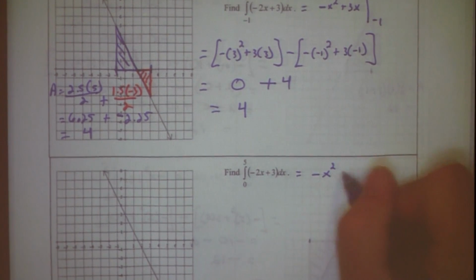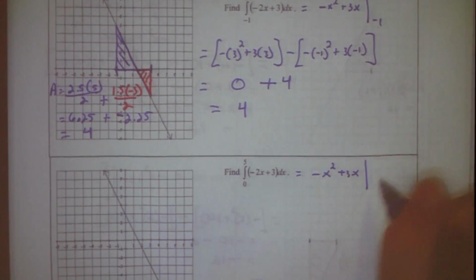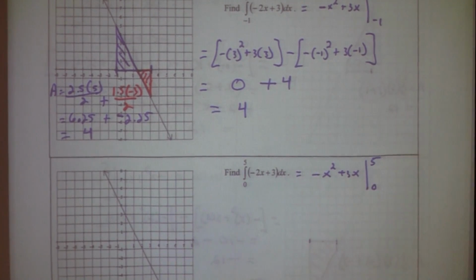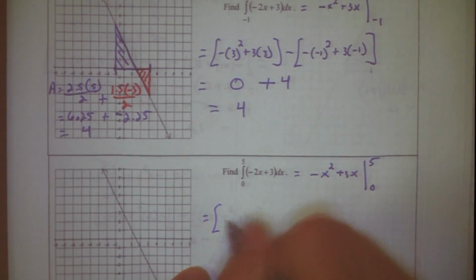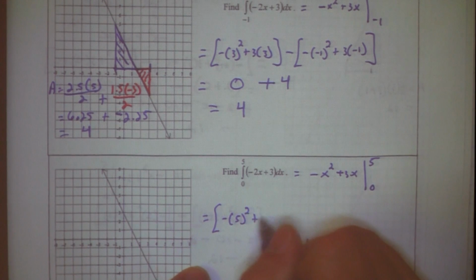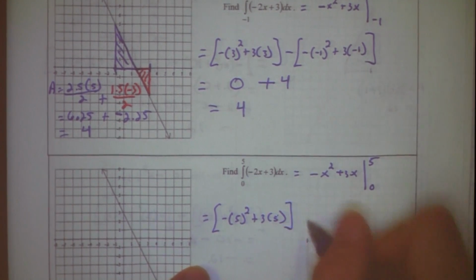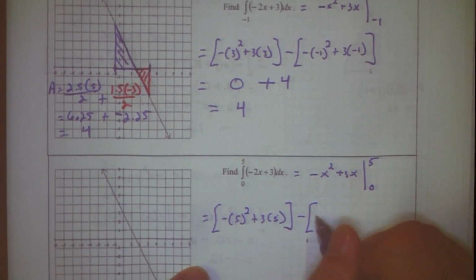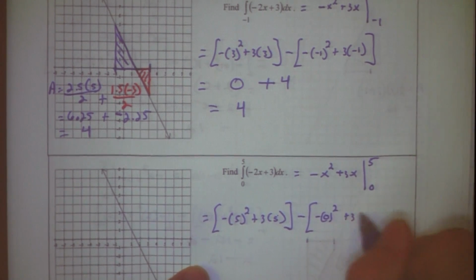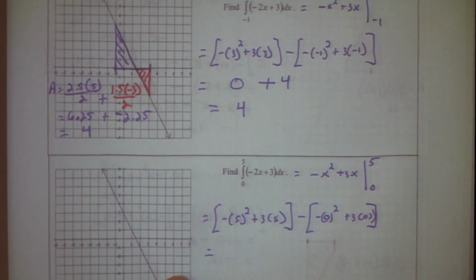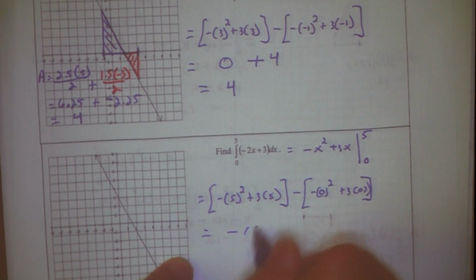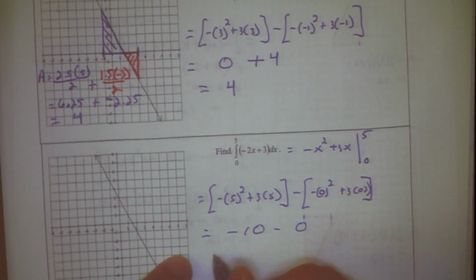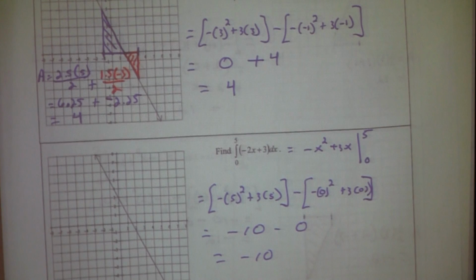Negative x squared plus 3x was the antiderivative, and this time we're going from 0 to 5. Plug in the top number. Negative 5 squared plus 3 times 5 minus negative 0 squared plus 3 times 0. We're going to get negative 25 plus 15, negative 10 minus 0, so we end up with negative 10.